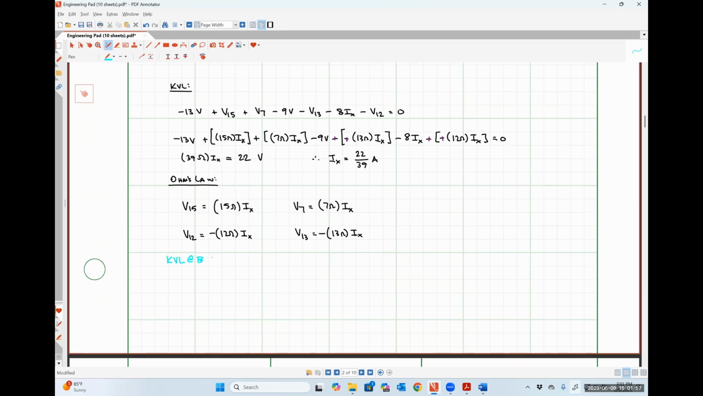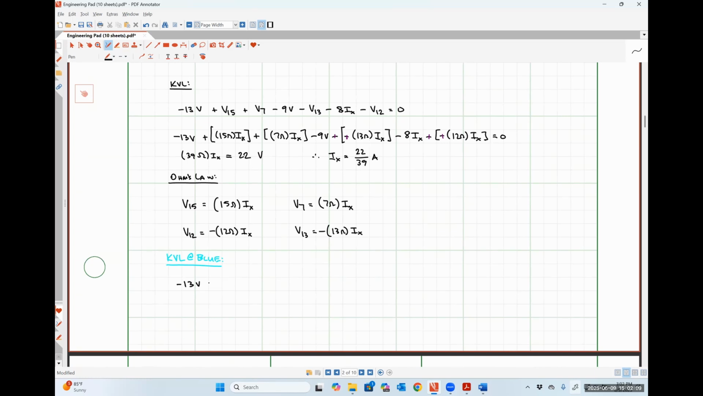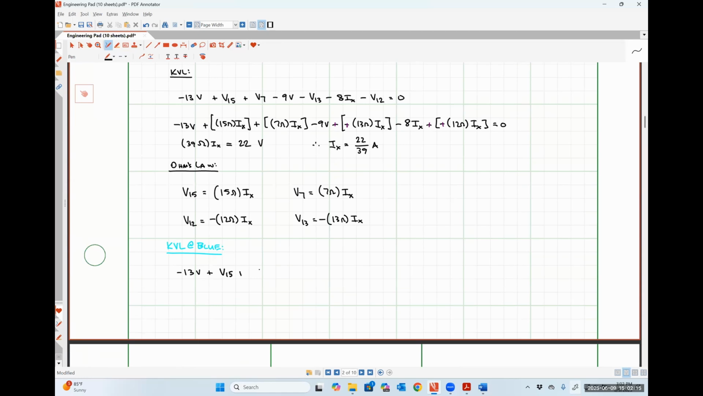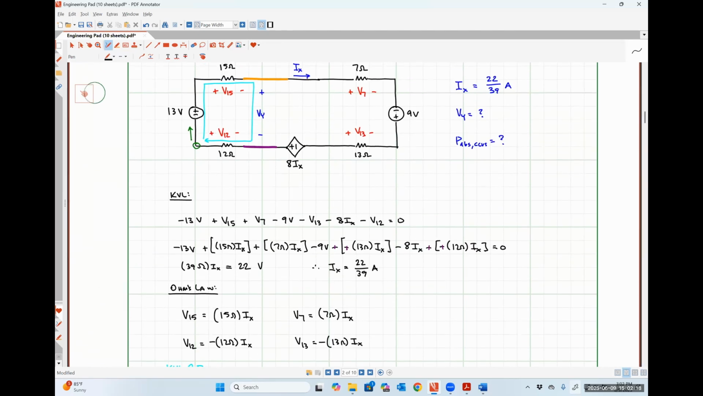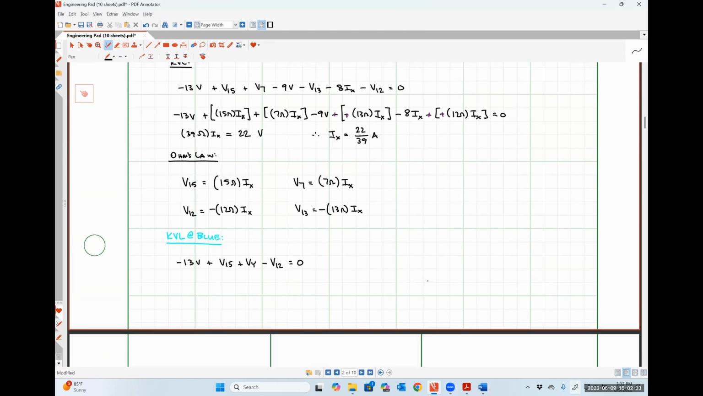I'm going to do just KVL at blue. And that would look like negative 13 volts plus V15 plus Vy minus V12 is equal to 0. And now I'm just going to substitute in those Ohm's law relationships that we already have. Actually, let me rearrange it a smidge. I'm going to leave Vy on the left-hand side of the equal sign.